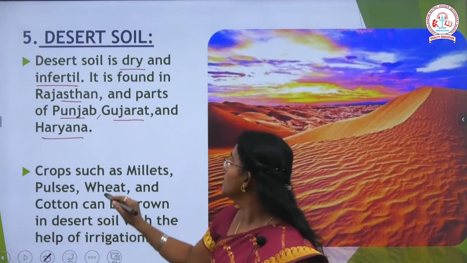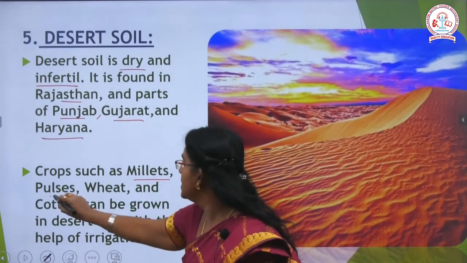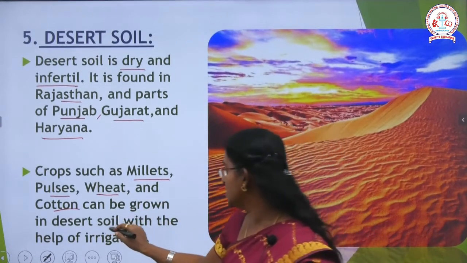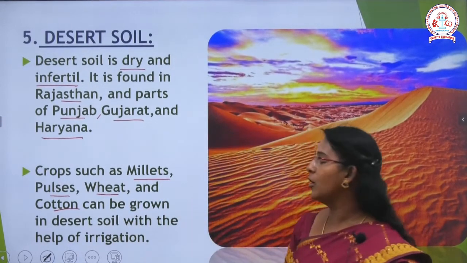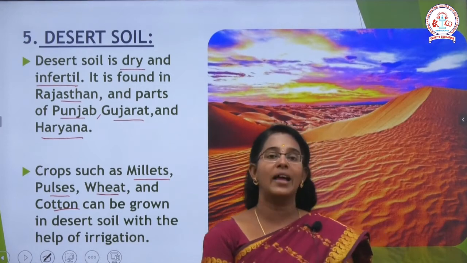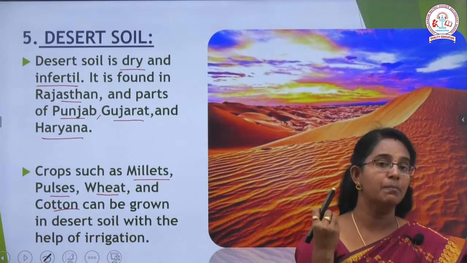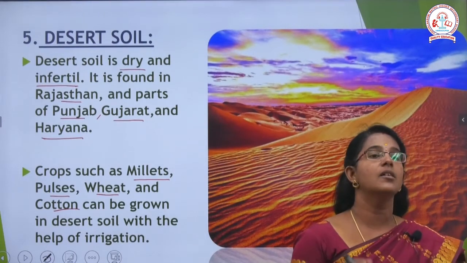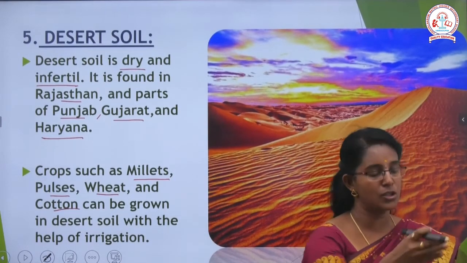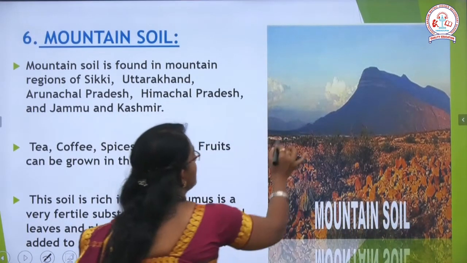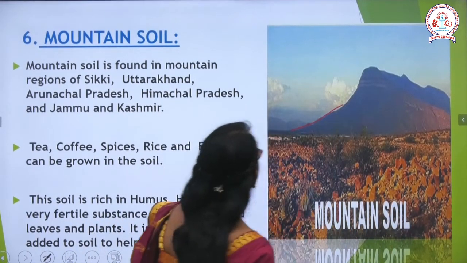Crops such as millets, pulses, wheat and cotton can be grown in desert soil with the help of irrigation. They will not grow directly in the desert, but with a proper irrigation method, crops will grow in desert soil also. Next, mountain soil. So we will see this one, which is called mountain soil.